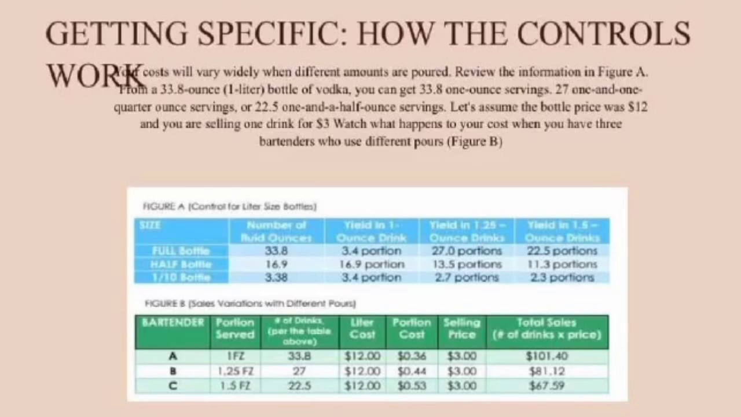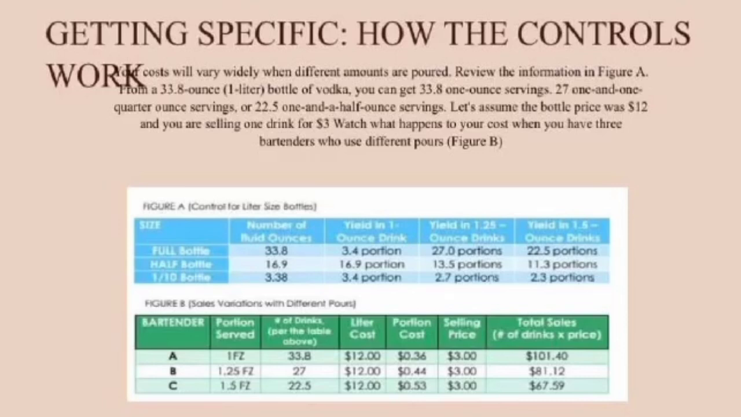So, let's assume the bottle price was $12 and you are selling one drink for $3. What happened to your cost when you have three bartenders who use different pours in Figure B? The provided tables, Figure A and Figure B, already contain the calculations. Figure A showed the number of servings obtainable from a full, half, and 1/10 bottle of vodka at different pour sizes. Figure B demonstrates the cost per serving and total sales for each bartender based on their chosen pour size and a selling price of $3 per drink.